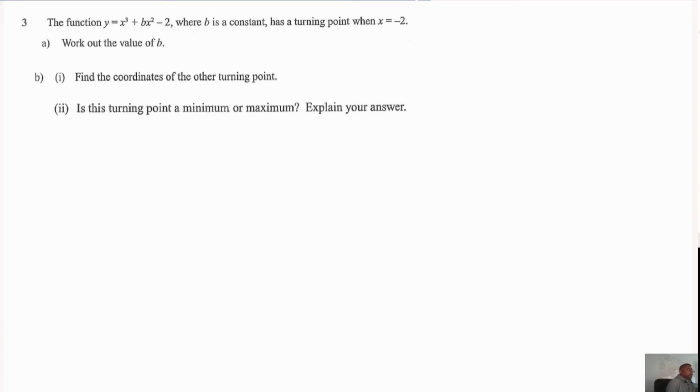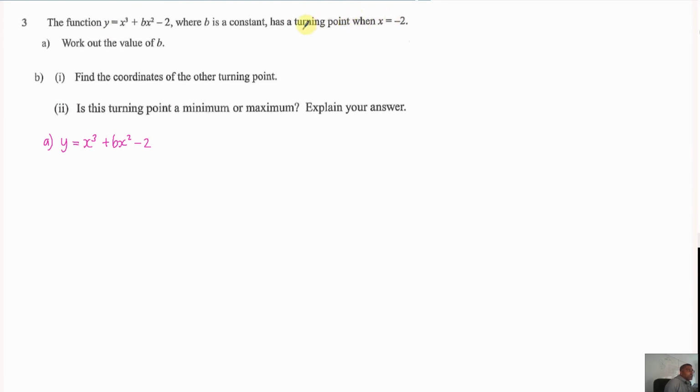Okay, so question 3 says the function y equals x cubed plus bx squared minus 2, where b is a constant, has a turning point when x equals 2. So for part A, we need to work out the value of b. If we start with our actual equation, this function y equals x cubed plus bx squared minus 2, it has a turning point when x equals 2.